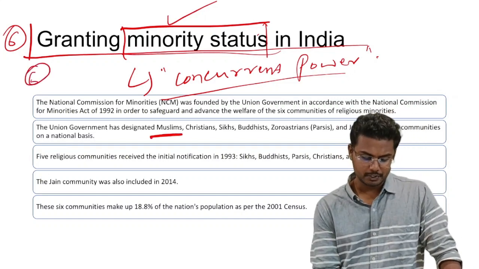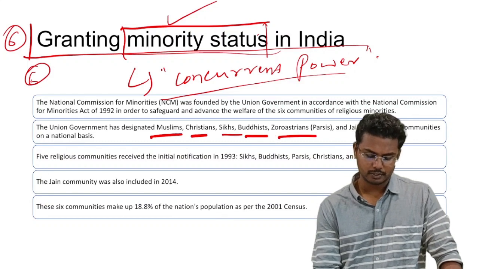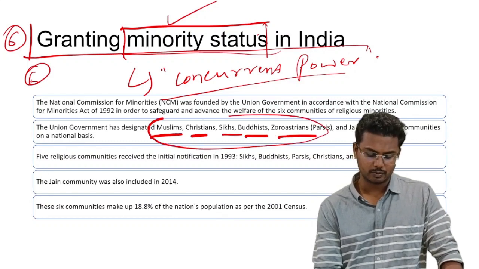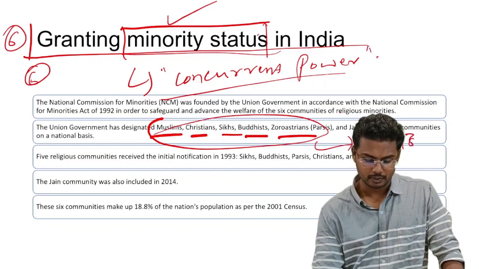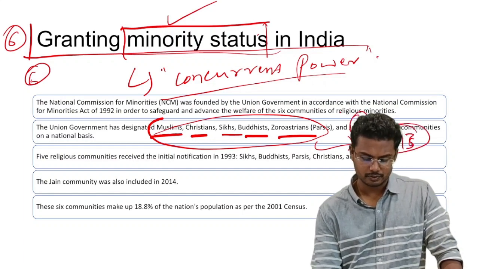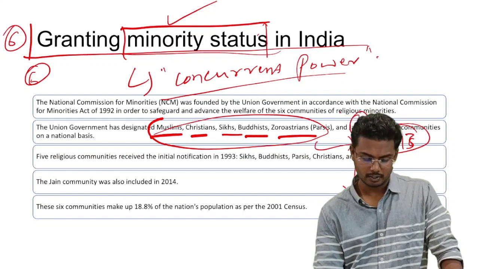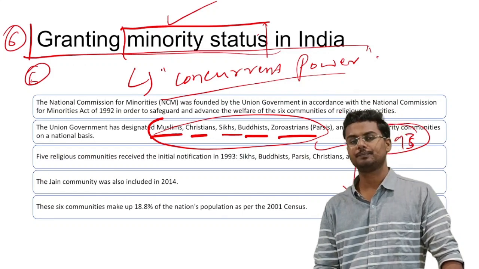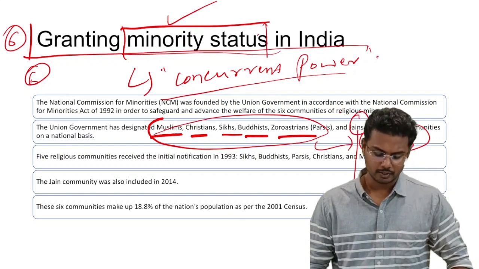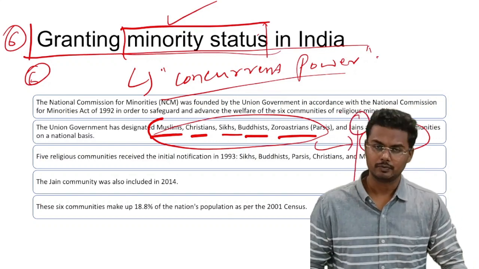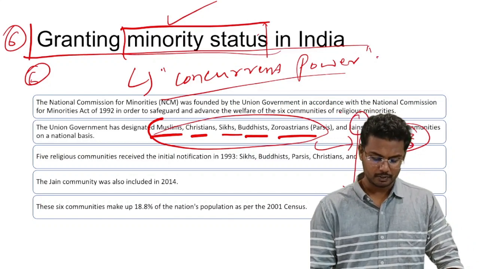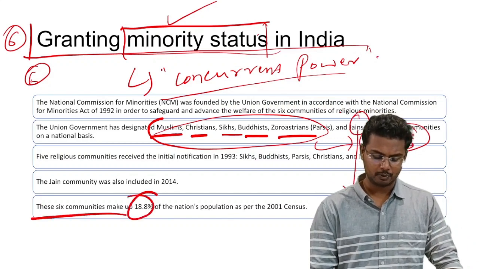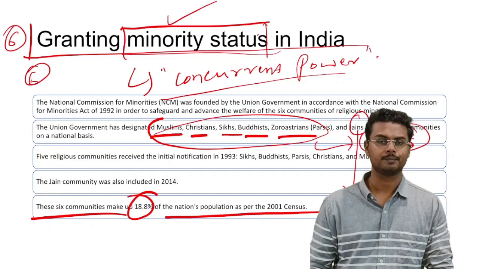The central government so far has granted minority status to 6 different communities. They are Muslims, Christians, Sikhs, Buddhists, and Zoroastrians. These 5 communities were provided minority status in the year 1993, whereas Jains were provided minority status in the year 2014. So these are the 6 minority communities at the central level that we have presently in the nation. Please remember, these 6 communities make up nearly 18.8% of the nation's population.